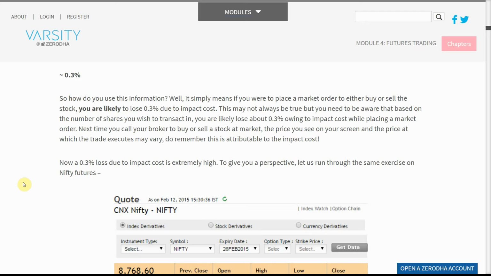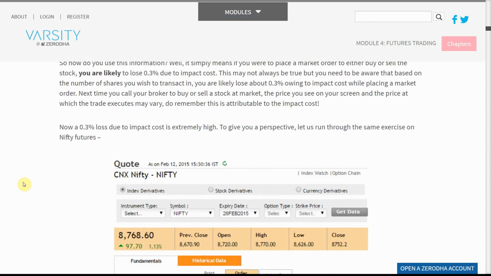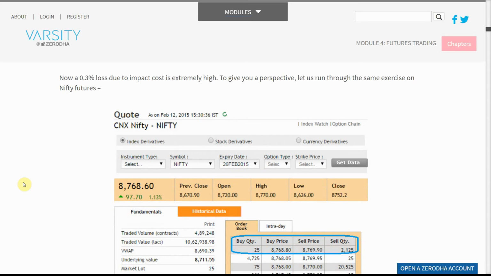Next time you call your broker to buy or sell a stock at market, the price you see on your screen and the price at which the trade executes may vary. Do remember this is attributable to the impact cost. Now, a 0.3% loss due to impact cost is extremely high. To give you a perspective, let us run through the same exercise on Nifty futures.